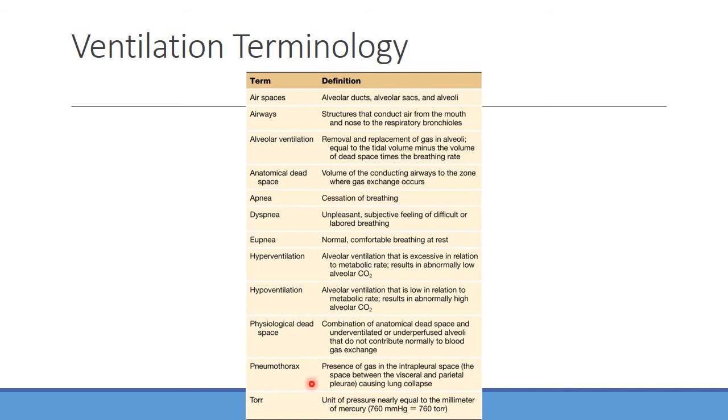And then torr is basically just going to be that unit of pressure nearly equal to the millimeter of mercury. So if you see torr, it's just another reference to pressure. Basically, it's very similar to mm's of mercury there.